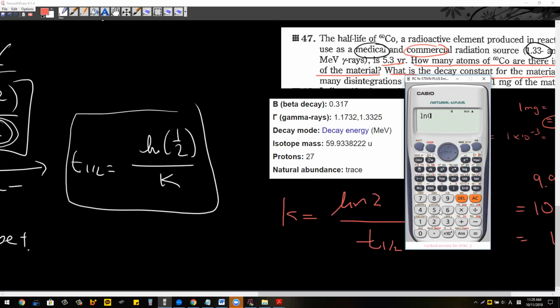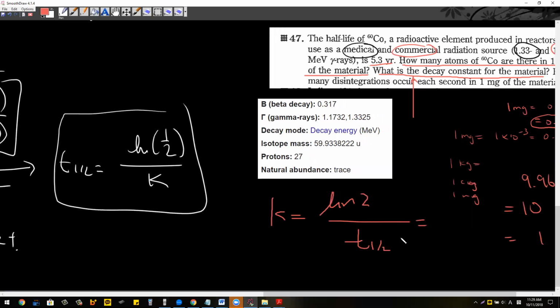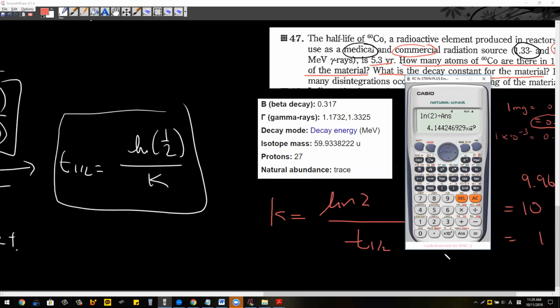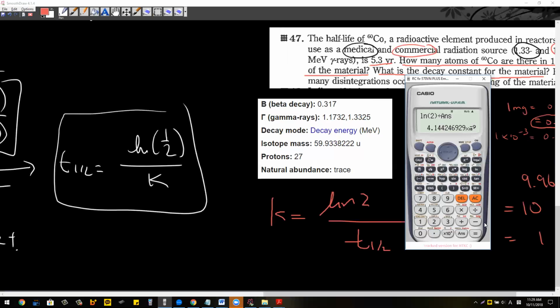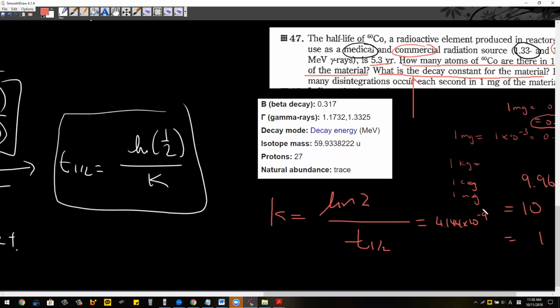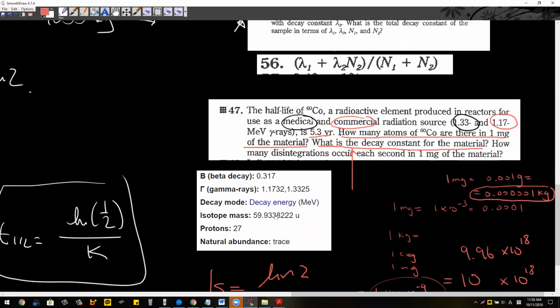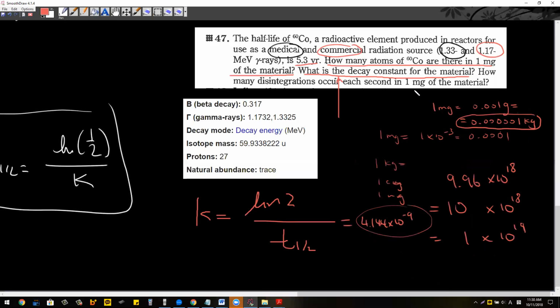So ln2 divided by that, then you get that as your k. Yeah, that's what I got. 4.144 times 10 to the power minus 9. That's the k there. Now, let's talk about this one here. How many disintegrations occur in each second in 1 milligram of the material?